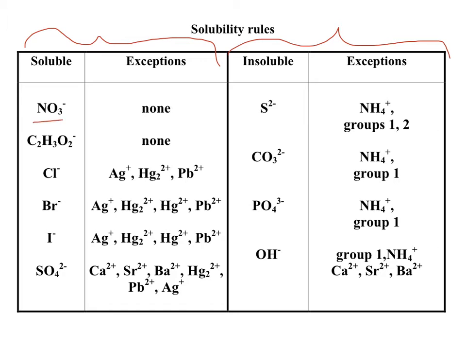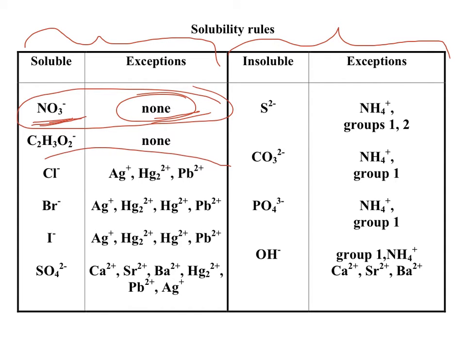First example is nitrate. What does this part of the table tell you? This tells us that nitrates are soluble and there is no exception. What does that mean? That means that sodium nitrate, potassium nitrate, iron 3 nitrate, cobalt nitrate, every nitrate possible is soluble and there is no exception.